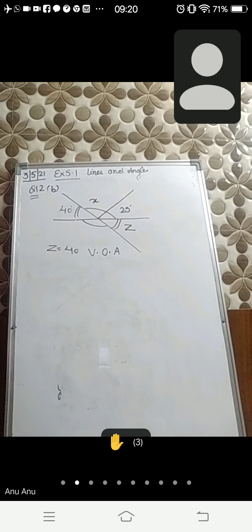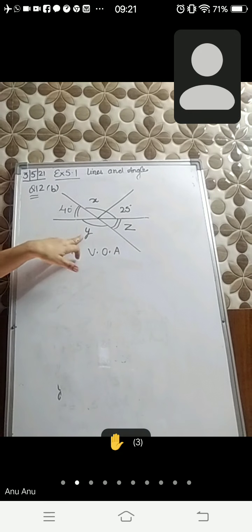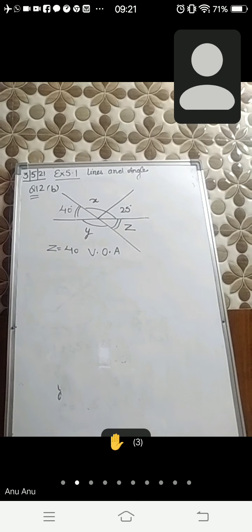This angle is given as 25 degrees. Now this is Y. Can we say that Y is equal to X plus 25, again a vertically opposite angle? In the same manner in which 40 is equal to Z, Y is equal to X plus 25. You can use this concept also, but we have many more concepts that you can use here.